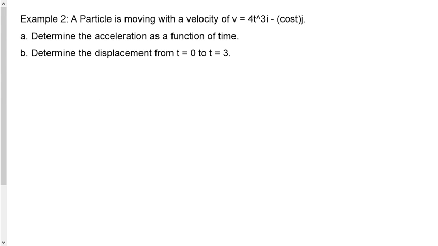Now it's time to look at another example here, where we just look at a function, a particle moving with a velocity of v equals 4t cubed i minus cosine t j. And what we want to find is acceleration as a function of time, and then a displacement from t equals 0 to t equals 3. Well, we know if we want to get acceleration, that is going to equal dv/dt.